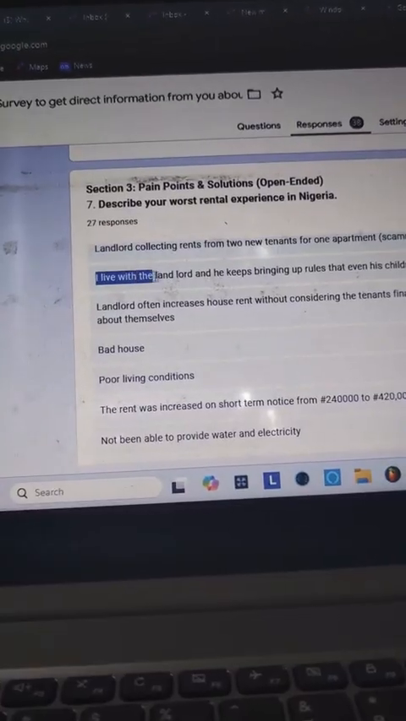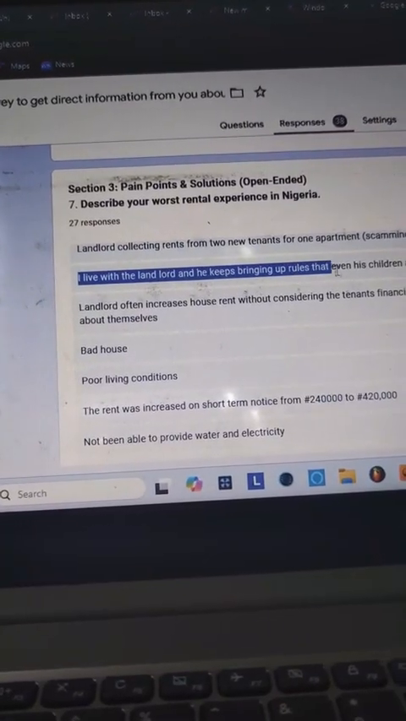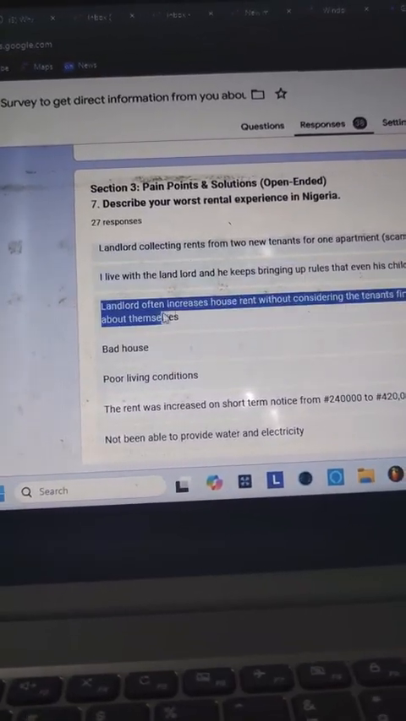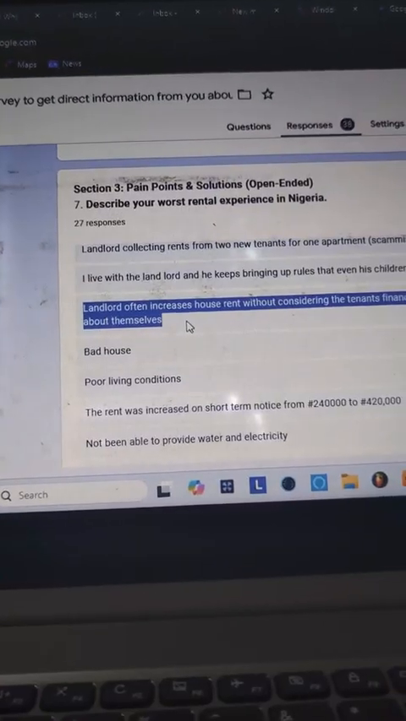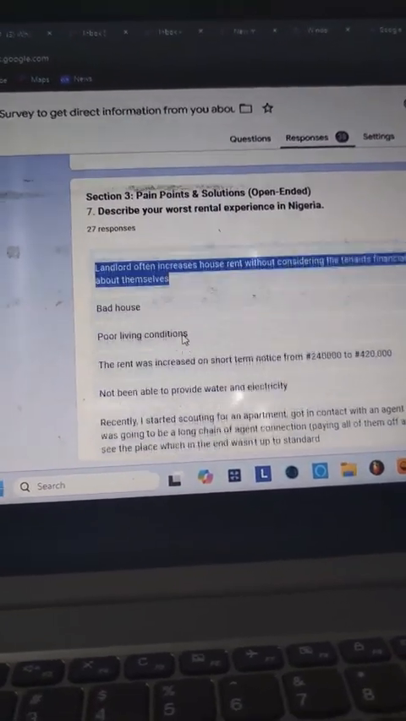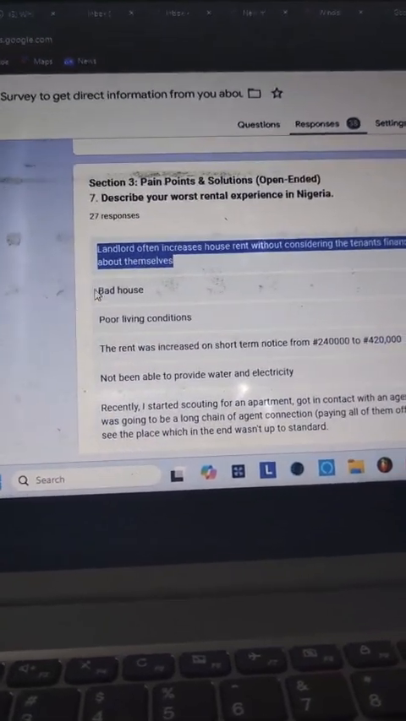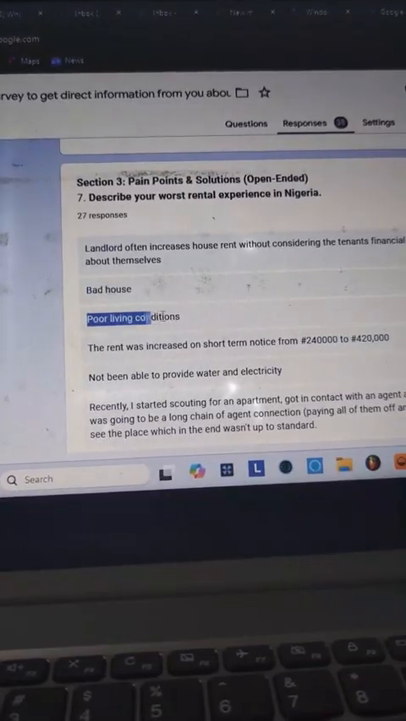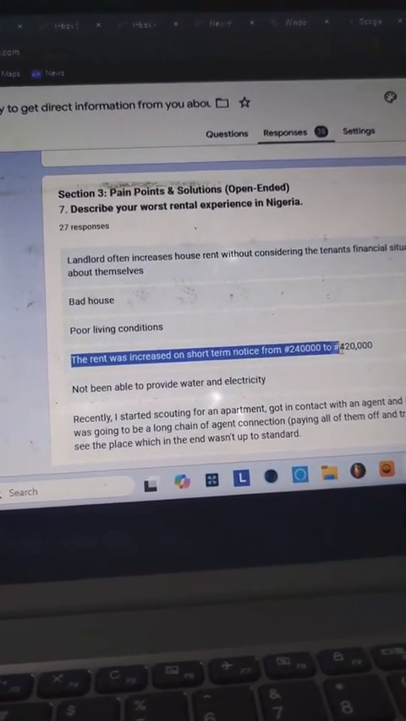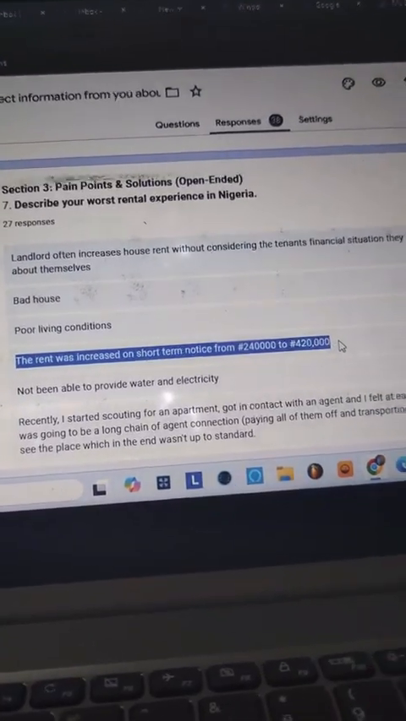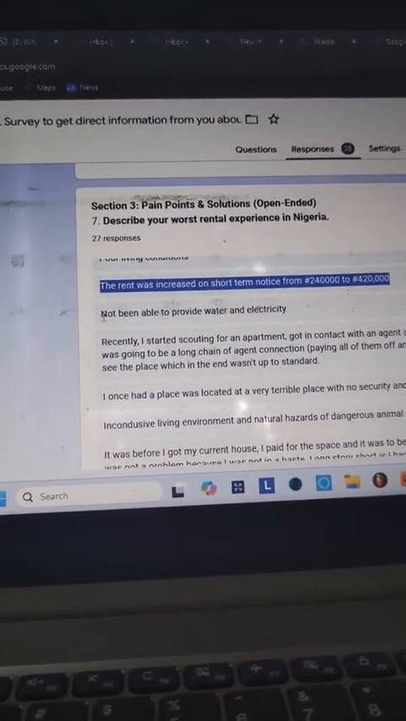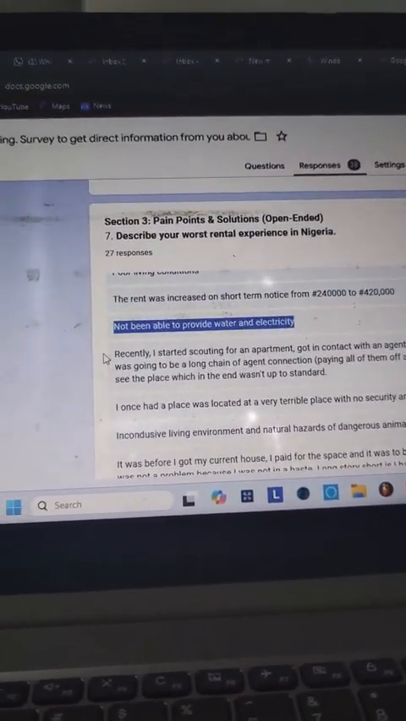This one says I live with the landlord and he keeps bringing up rules that even his children and him don't abide by. This one says the landlord even increases house rent without considering the tenant's financial situation. They only care about themselves. Are you seeing what people are saying? This is a bad house. Another person says poor living conditions. The person says rent was increased on short-term notice from 240,000 to 420,000. Are you seeing that? Not being able to provide water and electricity.